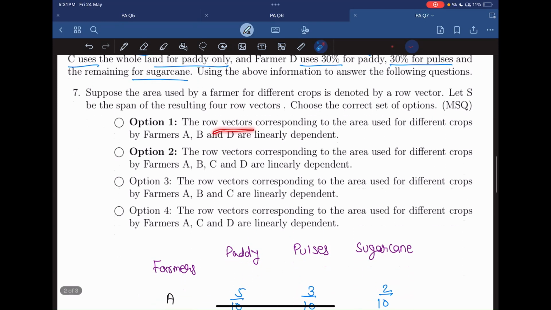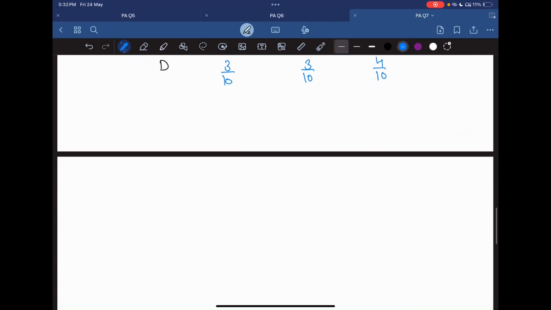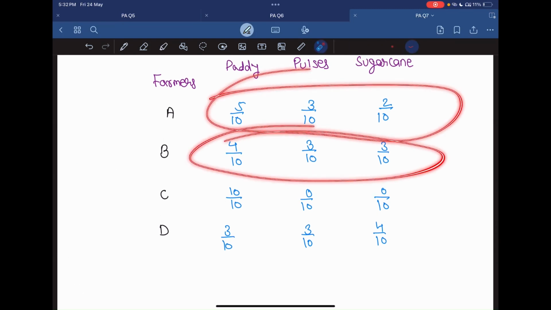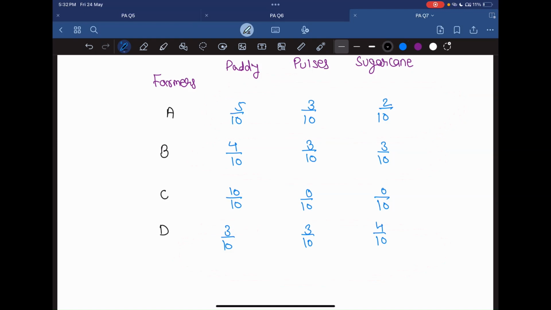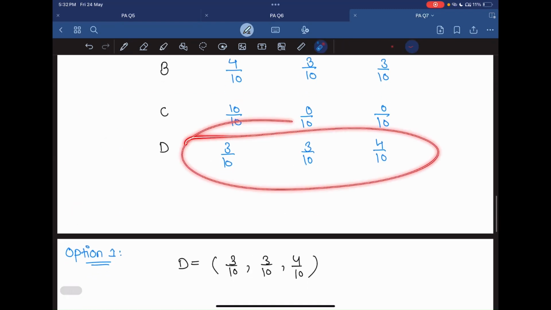Option 1. The row vectors corresponding to the area used for different crops by farmer A, B and D are linearly dependent. So option 1 is saying that these row vectors for A, B and D are linearly dependent. So let's say our D vector is 3 by 10, 3 by 10, 4 by 10.